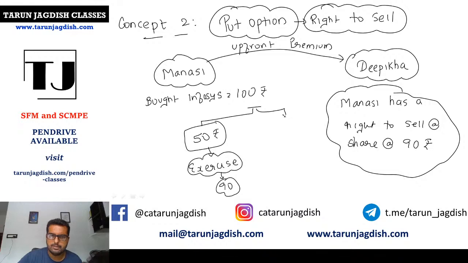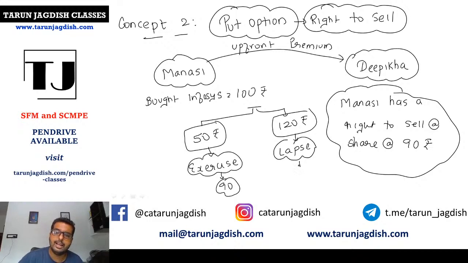90 rupees. Suppose the price goes up to 120 rupees. She has a right to sell to Deepika at what price? 90. She will lapse the option and she will sell in the outside market for what price? 120. This option is what we call the put option. Can you write down till here in your books now?